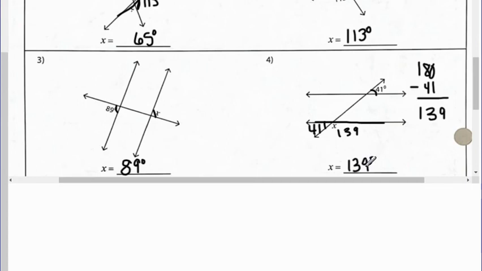There are more problems for you to do, so I'm going to have you pause the video and finish your worksheet. The answer key is going to be on Google Classroom. So when you finish your whole entire worksheet, I would like for you to go check the answer key to make sure you did them correctly. And that is our lesson today. It's just all about alternate interior and alternate exterior angles.